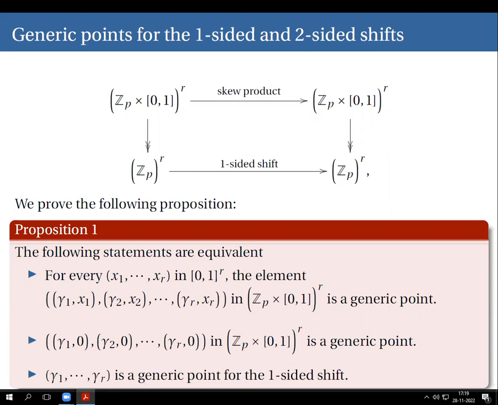But the main point is that you have a map on both Z_p and [0,1], but it only depends on the Z_p component. So you have this r-tuple, where each element of the tuple is a p-adic number and a real number. You have this r-tuple in Z_p cross [0,1]^r, and I want to ask myself, when is it a generic point for this product? The statement is that if you just look at the Z_p component, then this huge complicated mess in Z_p cross [0,1]^r is a generic point if and only if the mess in the Z_p part, so gamma 1 up to gamma r, is a generic point for the one-sided shift.